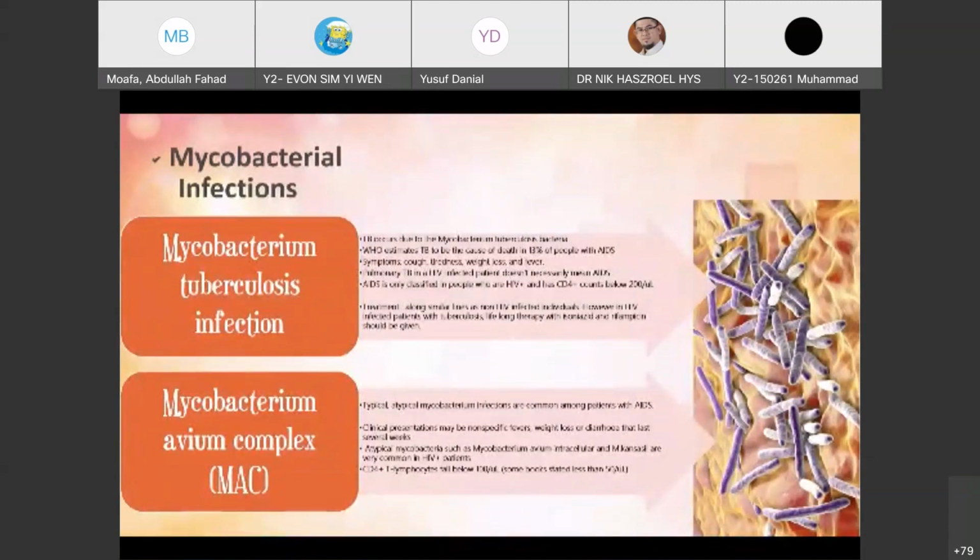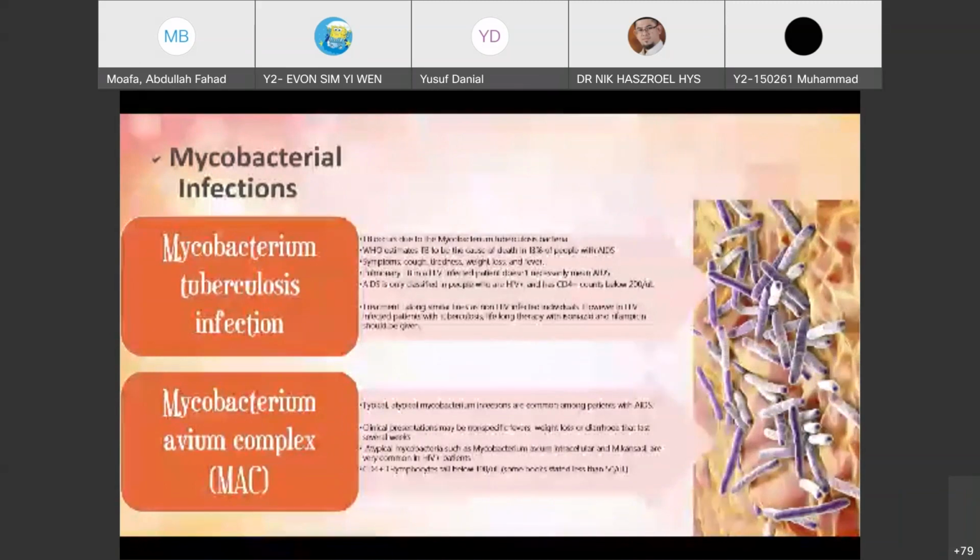So for the treatment, it is along similar lines as non-HIV infected individuals. However, in HIV infected patients with tuberculosis, lifelong therapy with isoniazid and rifampicin should be given.